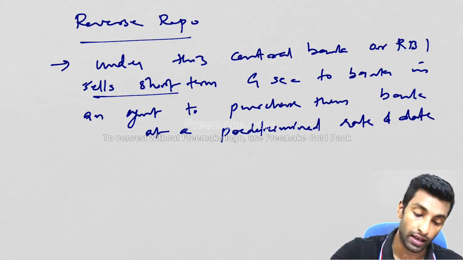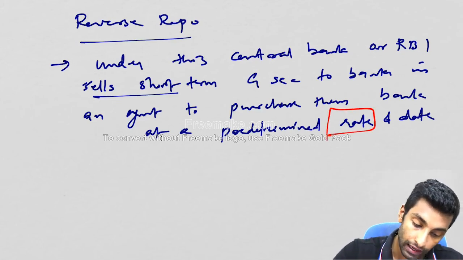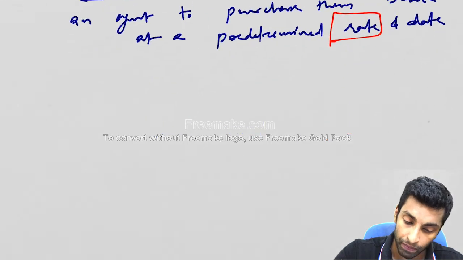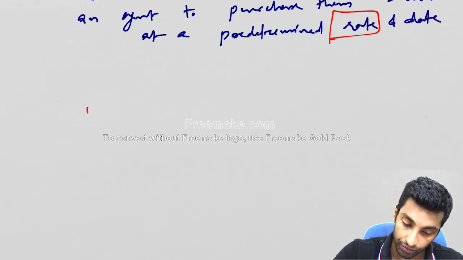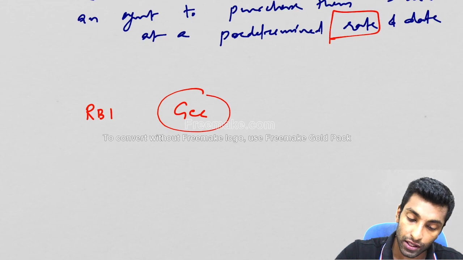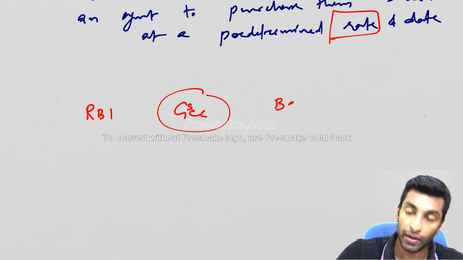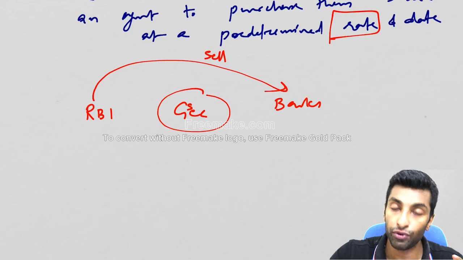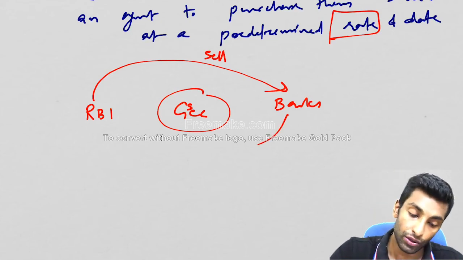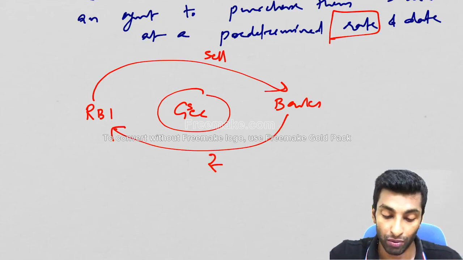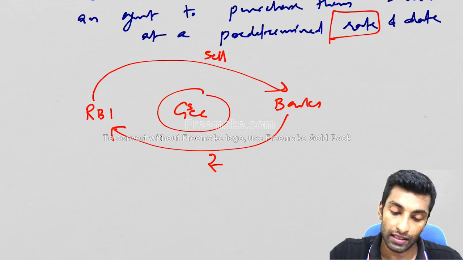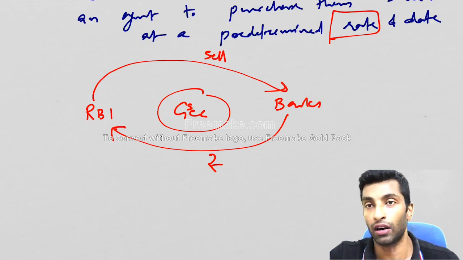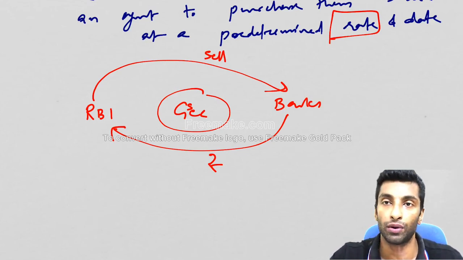Earlier rate is what you call as repo rate. So how will it go? Like before, I have shown you RBI and then G-Sec, then banks. So RBI first sells, right? RBI sells, so banks will give money. When RBI is selling, banks will give rupees to RBI, or banks deposit rupees with RBI. It's like banks are buying government securities from RBI.